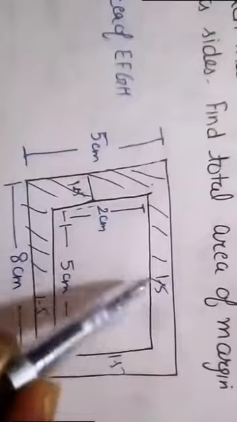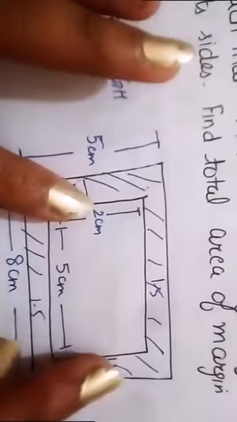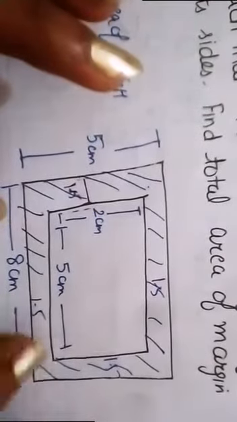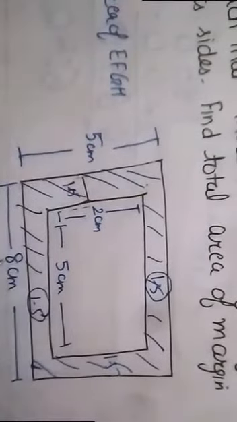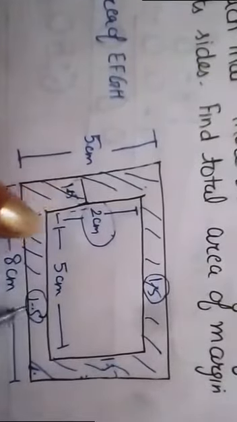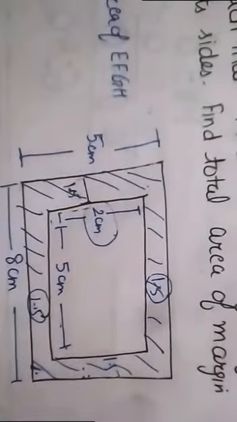So we have to find the area of the margins. We will find the area of the outer rectangle and subtract the area of the inner rectangle, then we will get the area of the margins. Since this is 1.5 and 1.5, 5 minus 1.5 minus 1.5, which means 5 minus 3, this is 2. So the inside width is 2 centimeters. Again this is 8 centimeters, and 1.5 plus 1.5 is 3, so 8 minus 3 is 5. So the inner length is 5 centimeters.